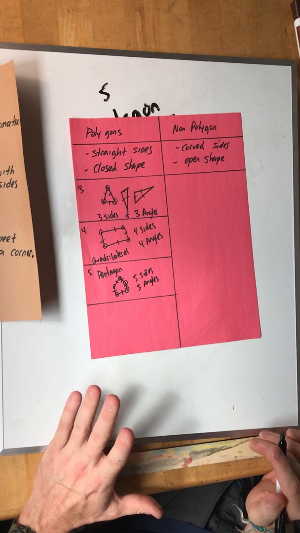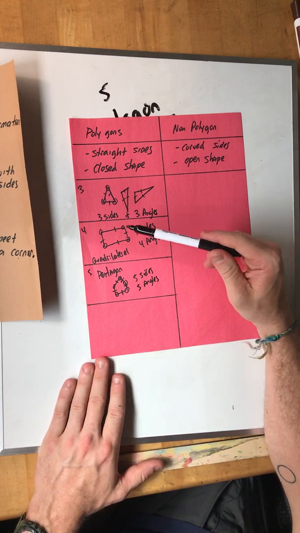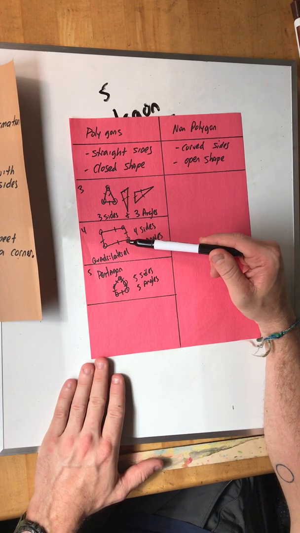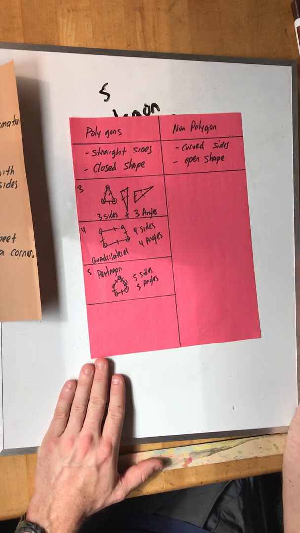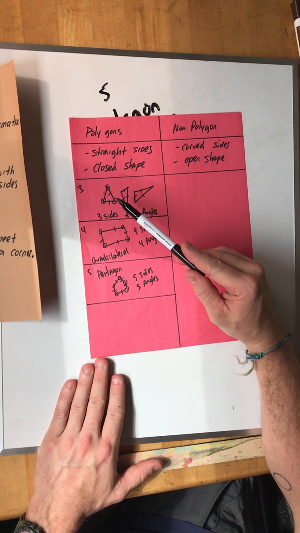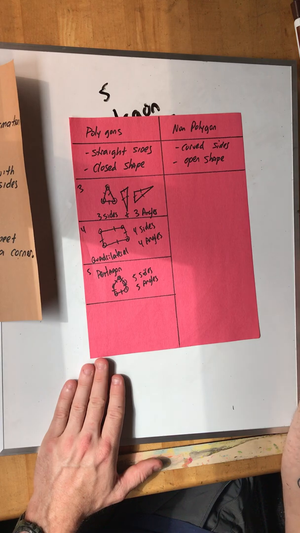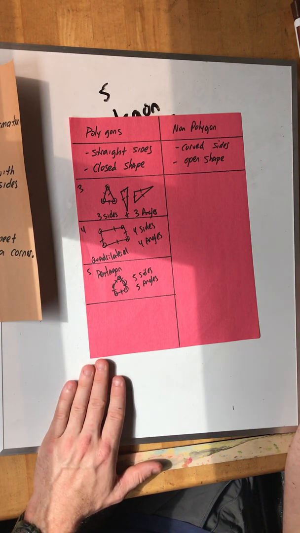I'm going to pause the video, and I want you to draw a quadrilateral if you have not drawn it so far, and a pentagon if you have not drawn it so far. We did the triangle together, we did the quadrilateral together, and we did the pentagon together, and now you have a chance to catch up if you need to.